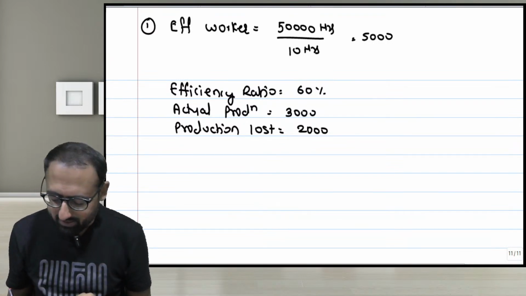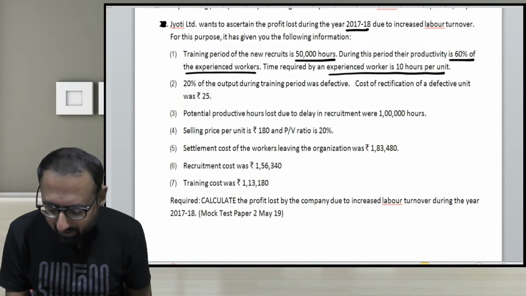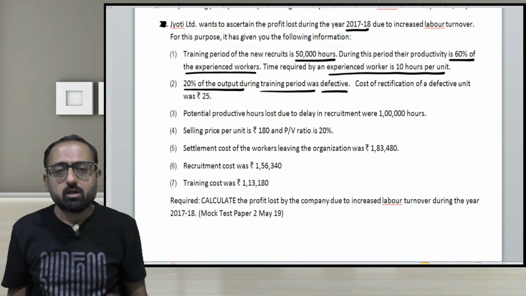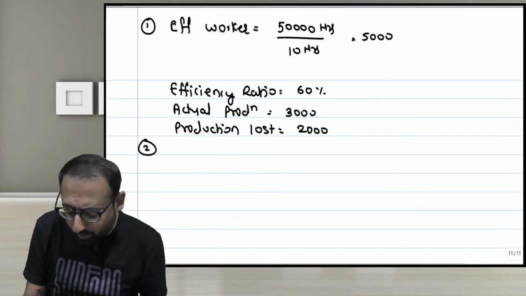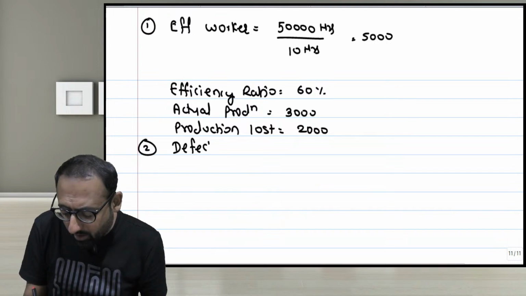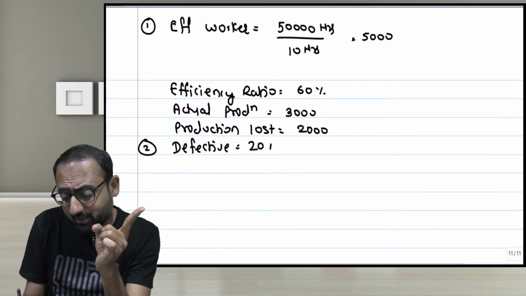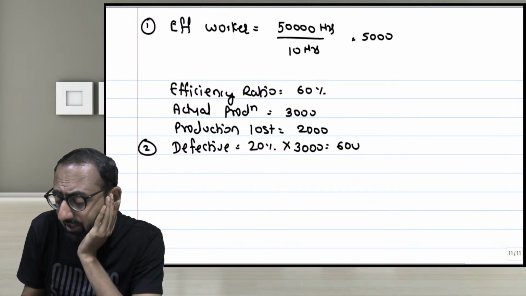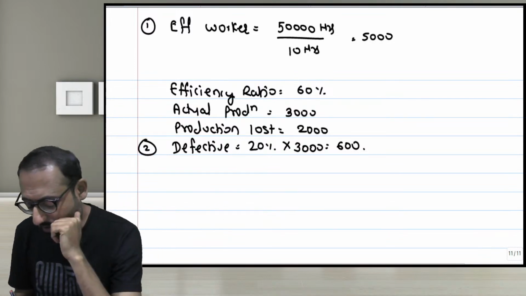Next, we'll read the second paragraph of this question. 20% of the output during the training period was defective. So check the total output of the training period. Such defective output is also there. How much is the defective output? 20% of the actual production in that training period. So 20% multiplied by 3,000 units produced by you, so 600 are defective. This is a limitation of the new worker.